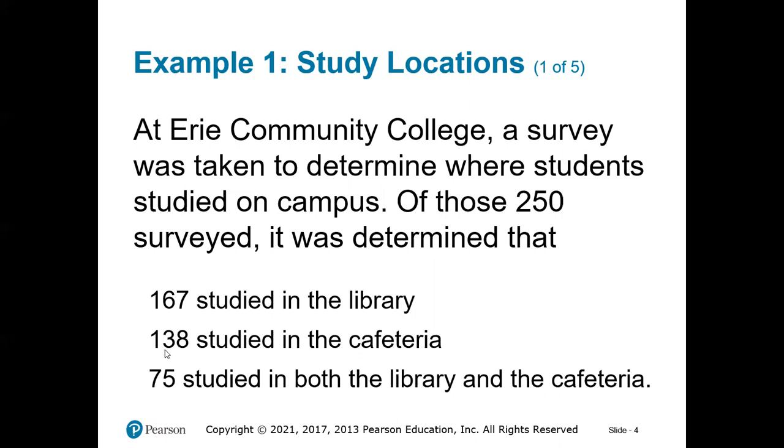So here 138 studied in the cafeteria. Among those 138 who studied in the cafeteria, we have 75 who studied both in the library and the cafeteria. Because those 75 studied both, they should be included in these two categories: 75 also studied in the library, and those 75 also studied in the cafeteria.